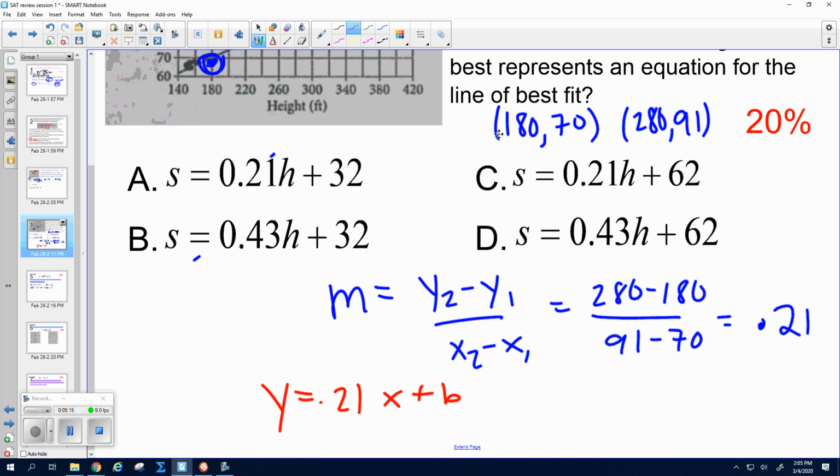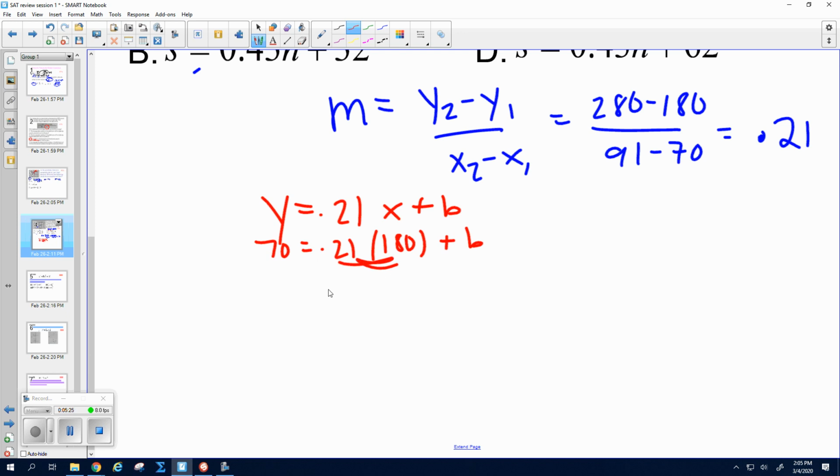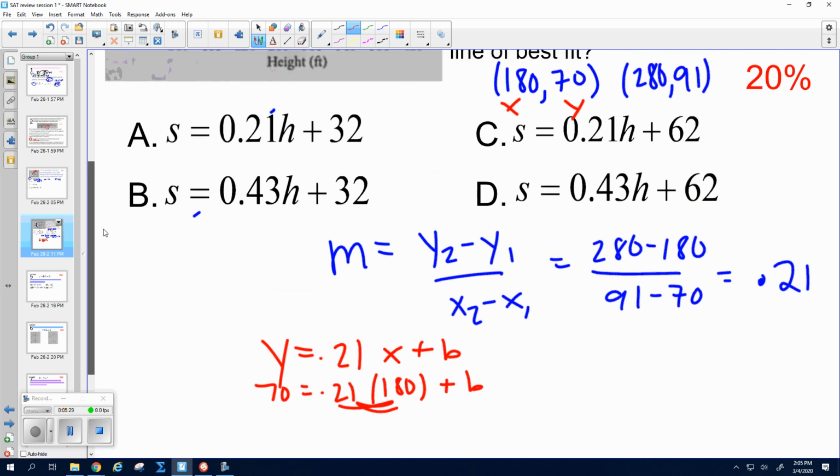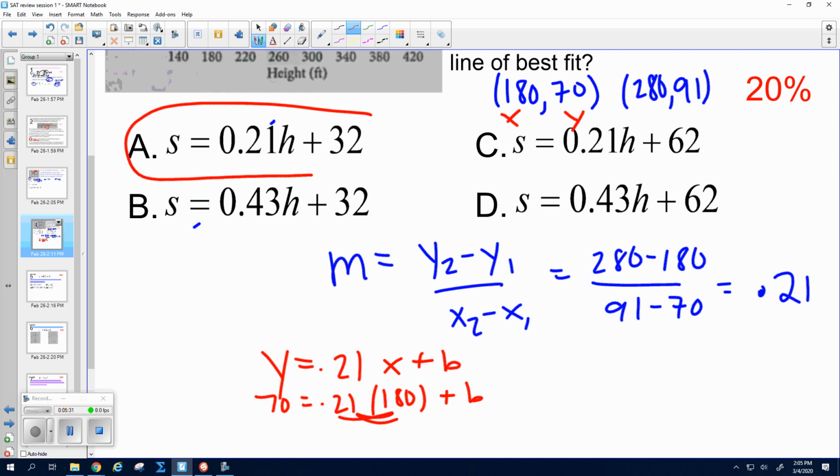You plug in either x, y coordinate. So like 70 goes in for y, and 180 goes in for x, and you'll solve for b. Do this times this and subtract, and you should get 32. So the correct answer is A. They are looking to get you on the SAT with those 0-0 problems.